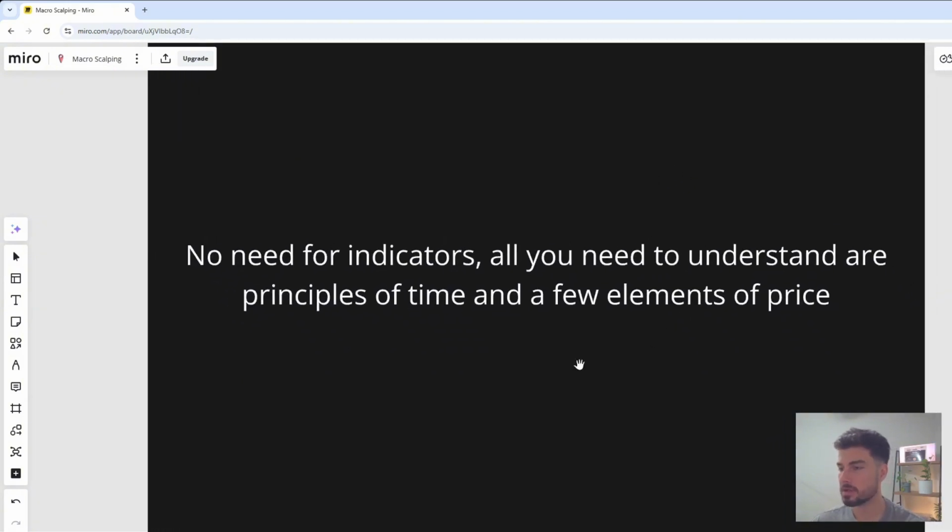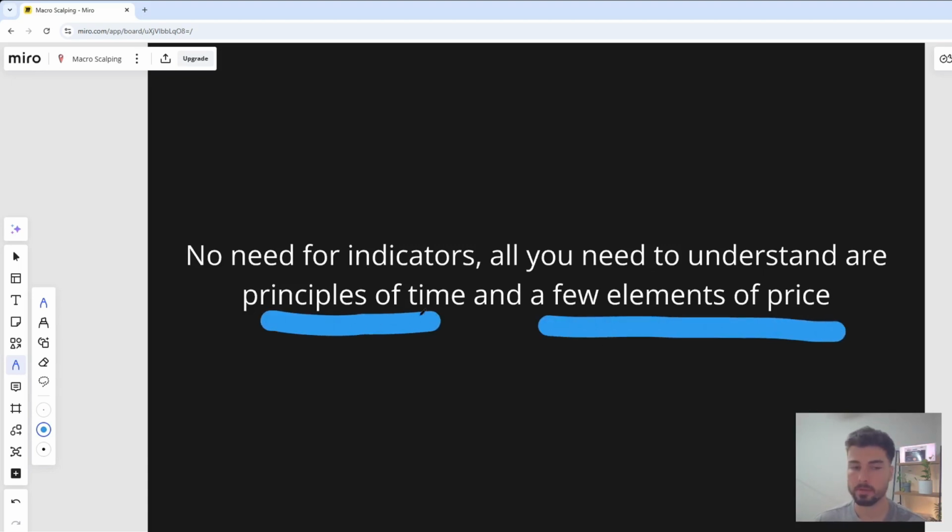You don't need indicators. You don't need volume profiles. You don't need to know this or that or standard deviations. You don't need to know that. All you need to understand are principles of time and a few elements of price. And we've already touched on the time element. Remember, ICT talks about time and he talks about price.